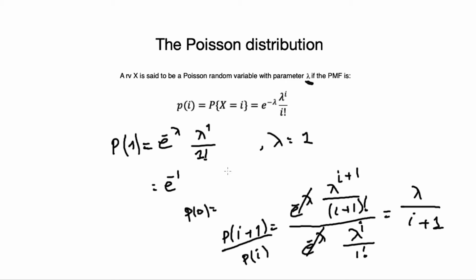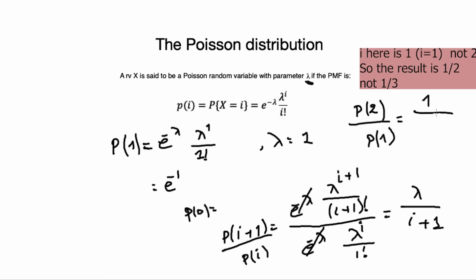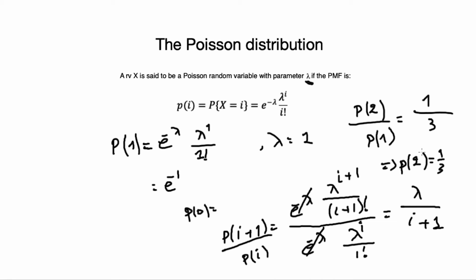So in this example here, it will be easy for us to compute P of 2, because when we divide it by P of 1, we will get this expression. So lambda is 1 divided by i plus 1, where i is 1, so we'll get 2. That means that P of 2 is 1 over 2 times P of 1, which is e to the minus 1, and so on.